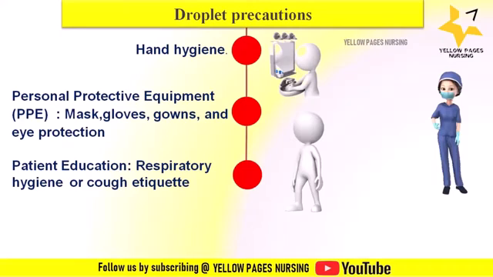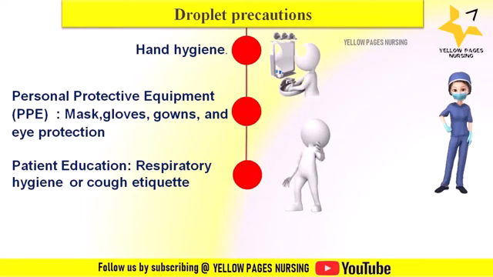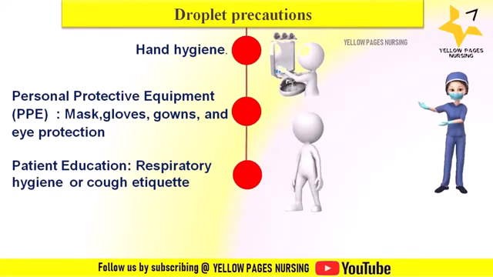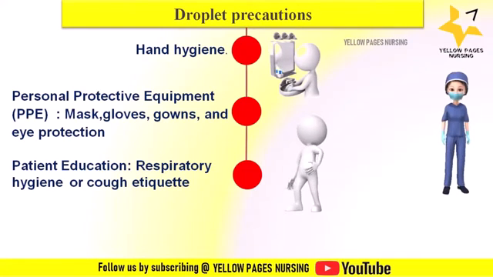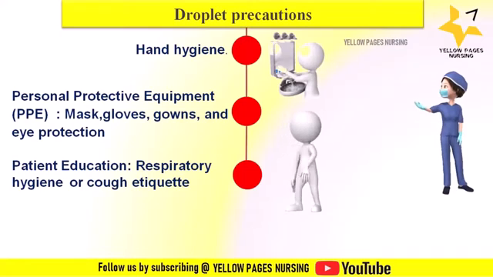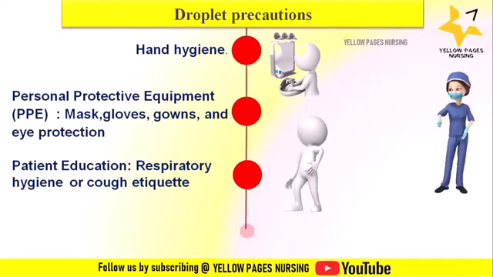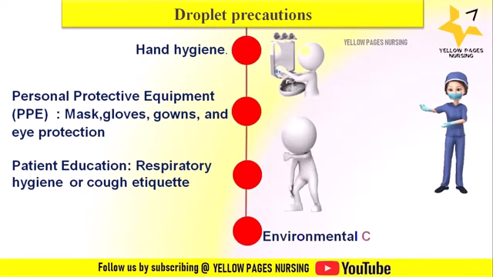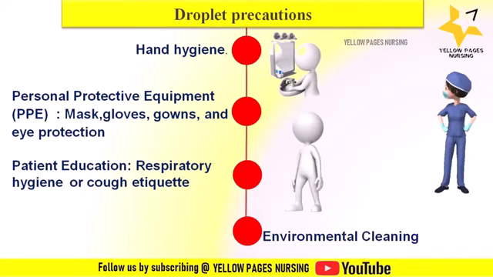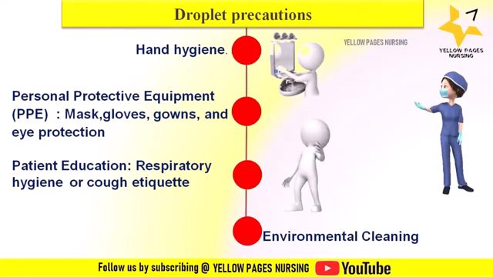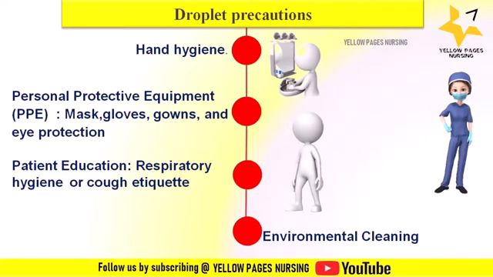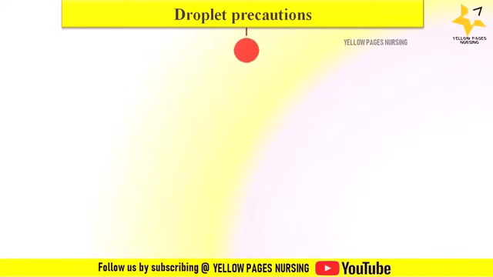Educate patients about respiratory hygiene, including proper coughing and sneezing etiquette. Encourage them to cover their mouth and nose with a tissue or their elbow when coughing or sneezing and to dispose of tissues properly. Next comes environmental cleaning. Frequently touched surfaces and patient care equipment should be cleaned and disinfected regularly using appropriate disinfectants as per the institutional policies. Next is patient placement.